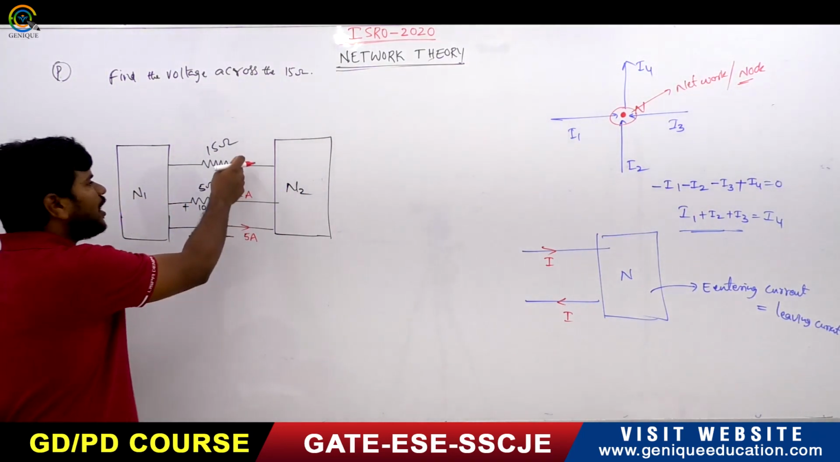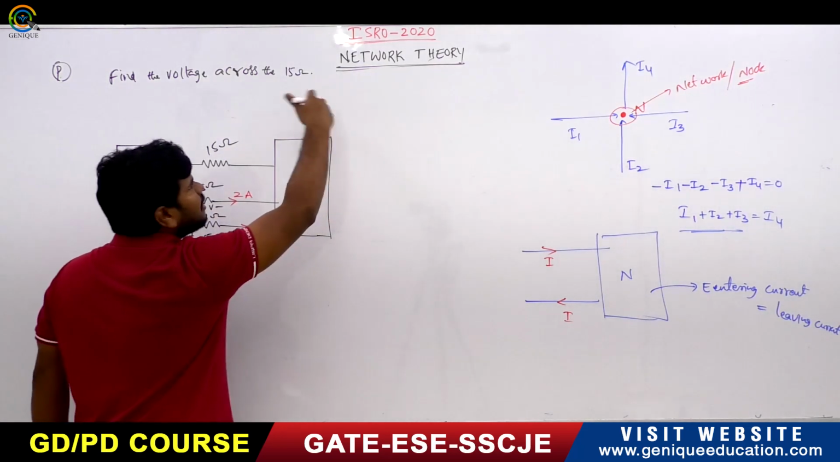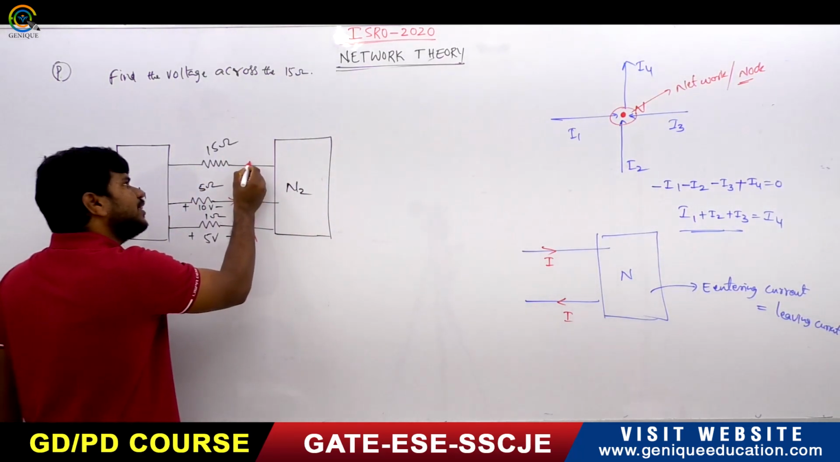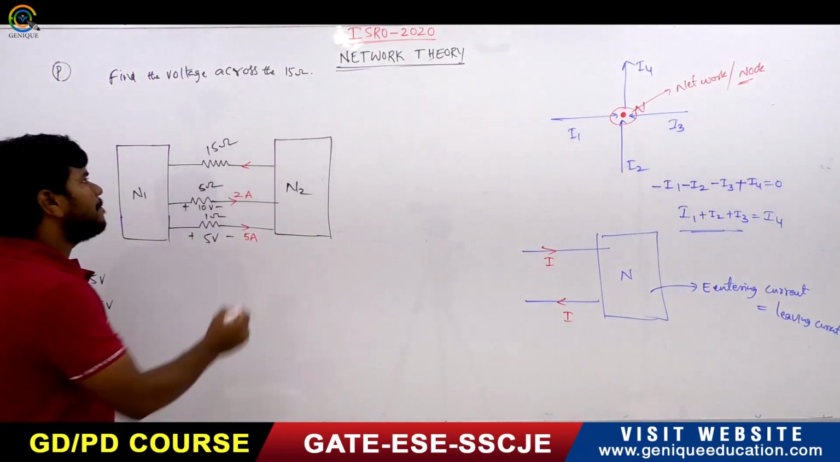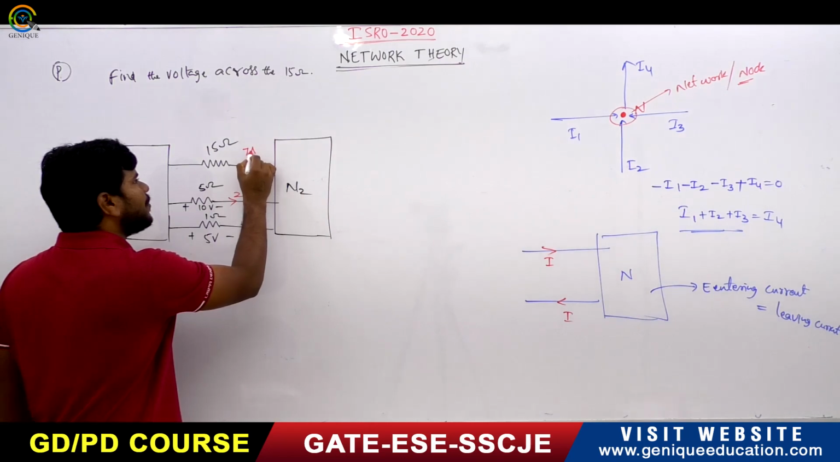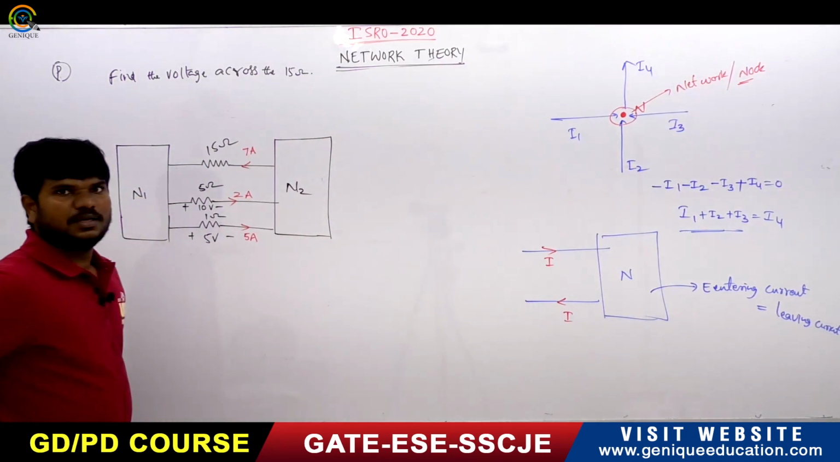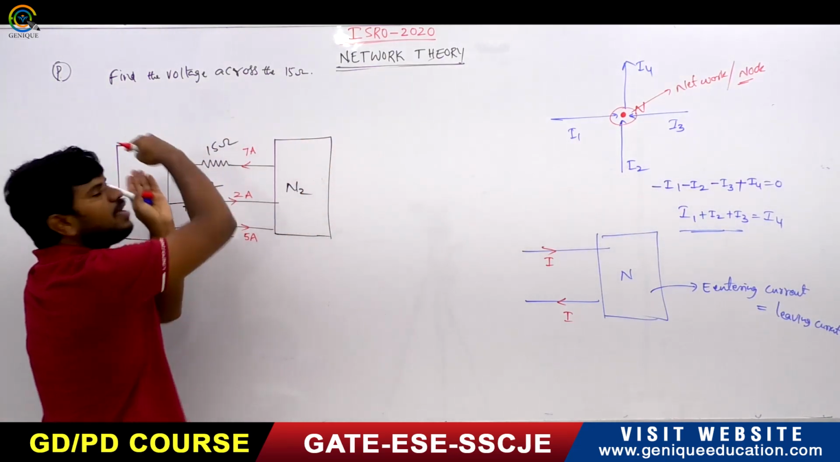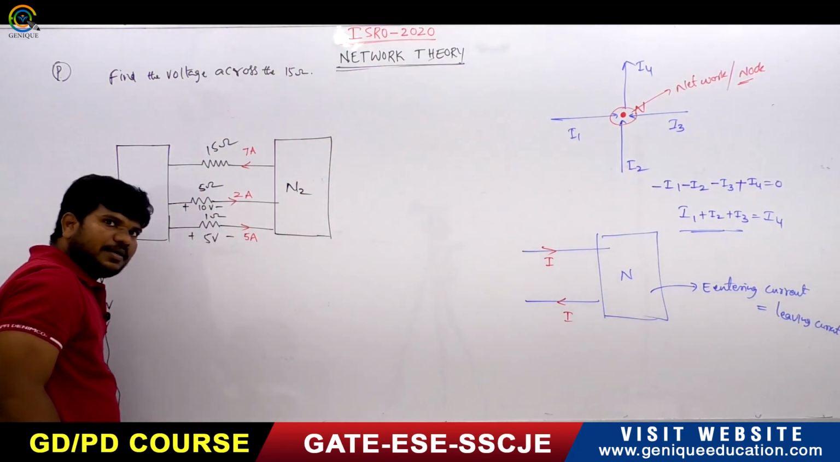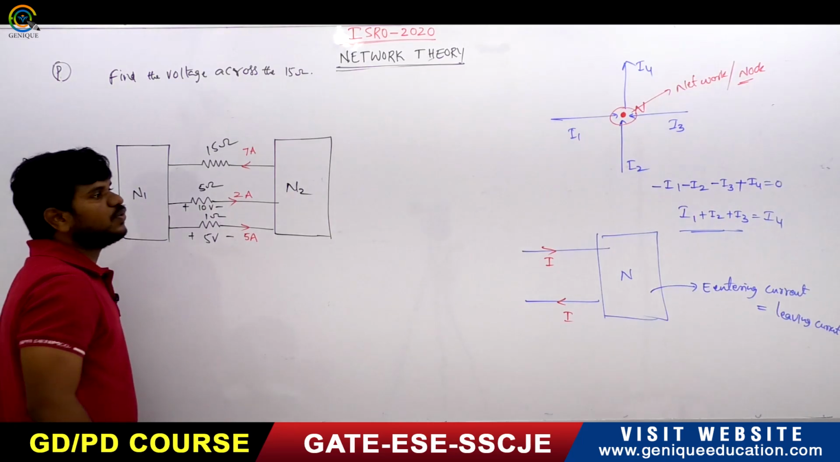There are only 3 branches, and no other branch is connected here. So through this branch, 7 amperes of current must leave. That is why 7 amperes must come into this. Whatever current enters the network must also leave the network. That is the point you have to understand.